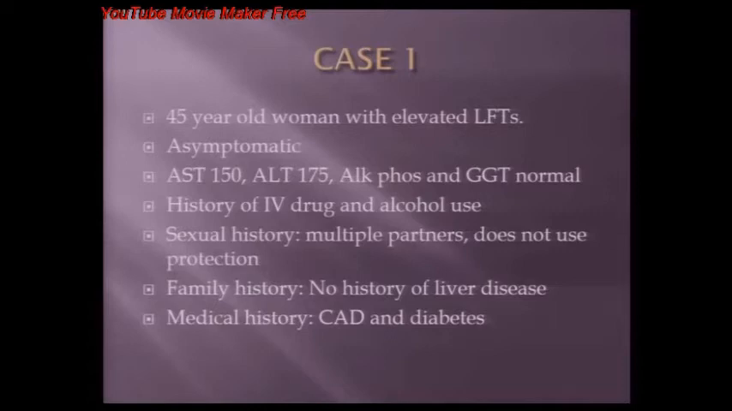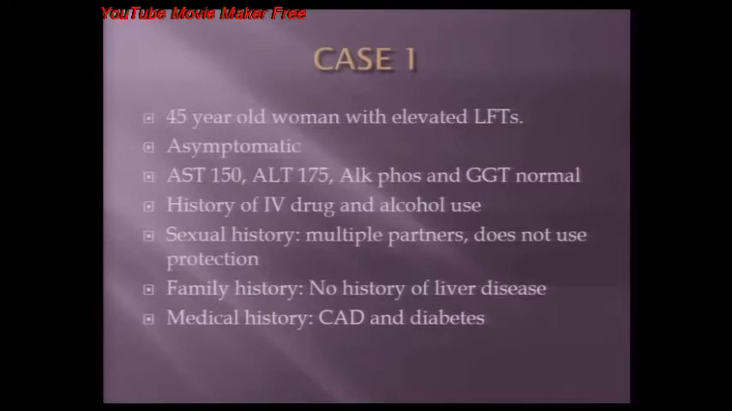So this first patient was a 45-year-old woman with elevated LFTs. She was asymptomatic. Here's her pattern of elevation. AST and ALT are high, alk phos and GGT normal. So is this hepatitic or cholestatic? Hepatitic, right? It looks like liver injury.